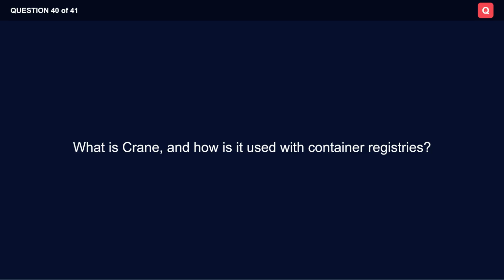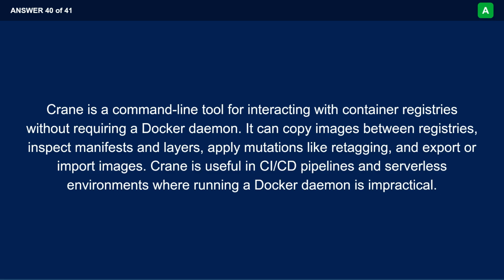What is Crane, and how is it used with container registries? Crane is a command line tool for interacting with container registries without requiring a Docker daemon. It can copy images between registries, inspect manifests and layers, apply mutations like retagging, and export or import images. Crane is useful in CI/CD pipelines and serverless environments where running a Docker daemon is impractical.